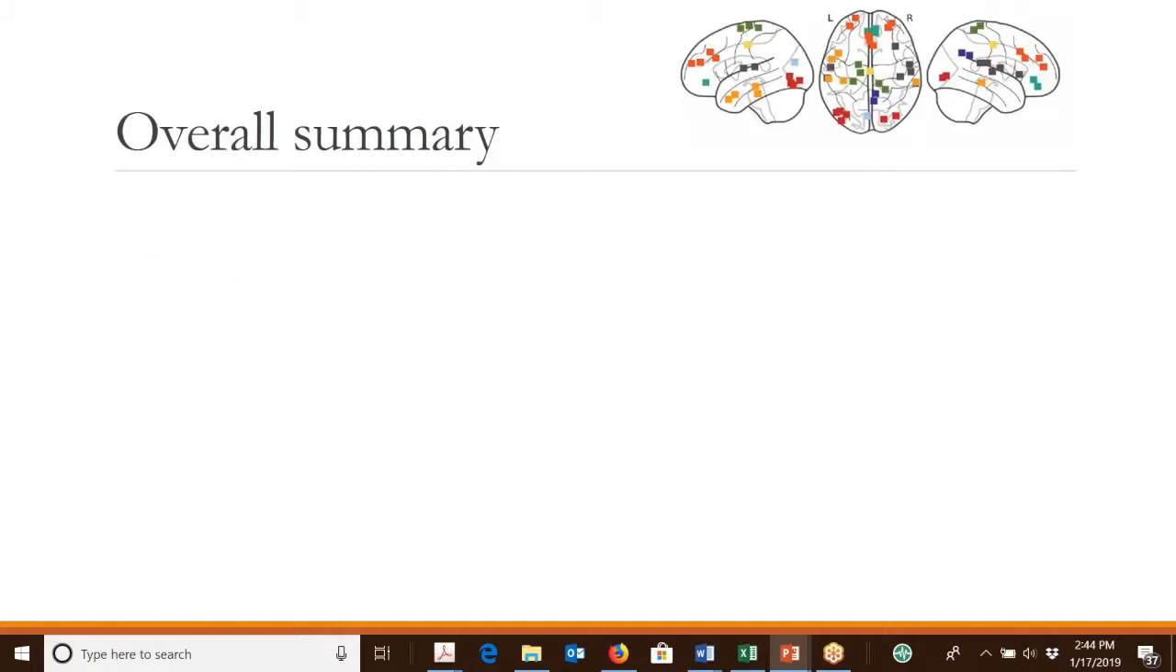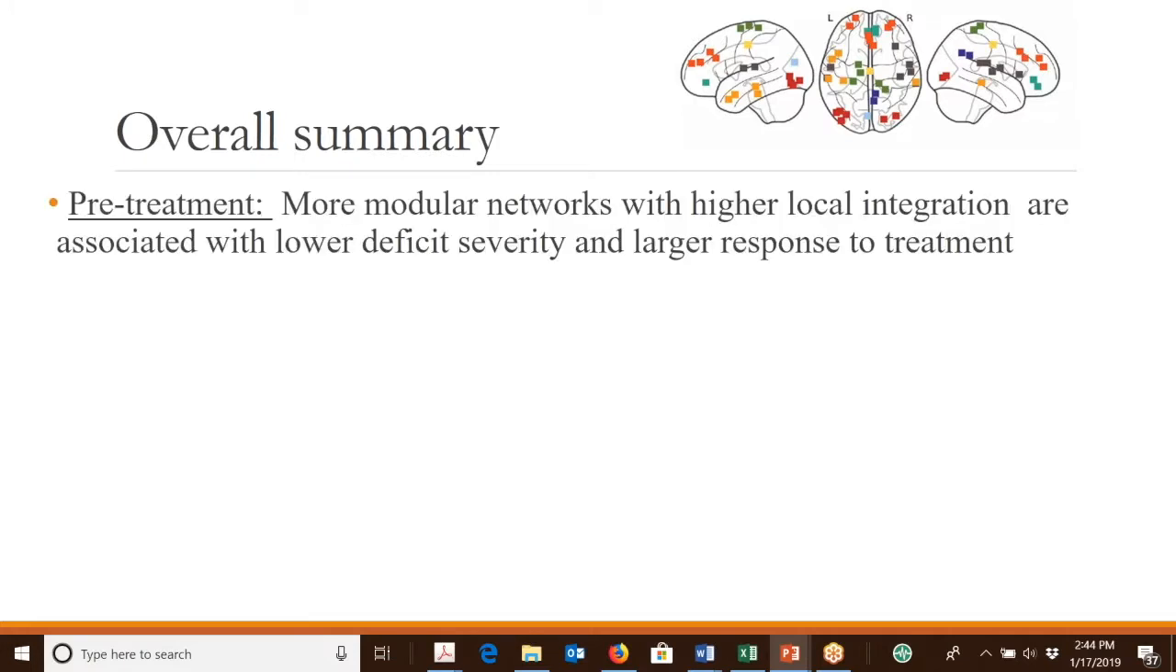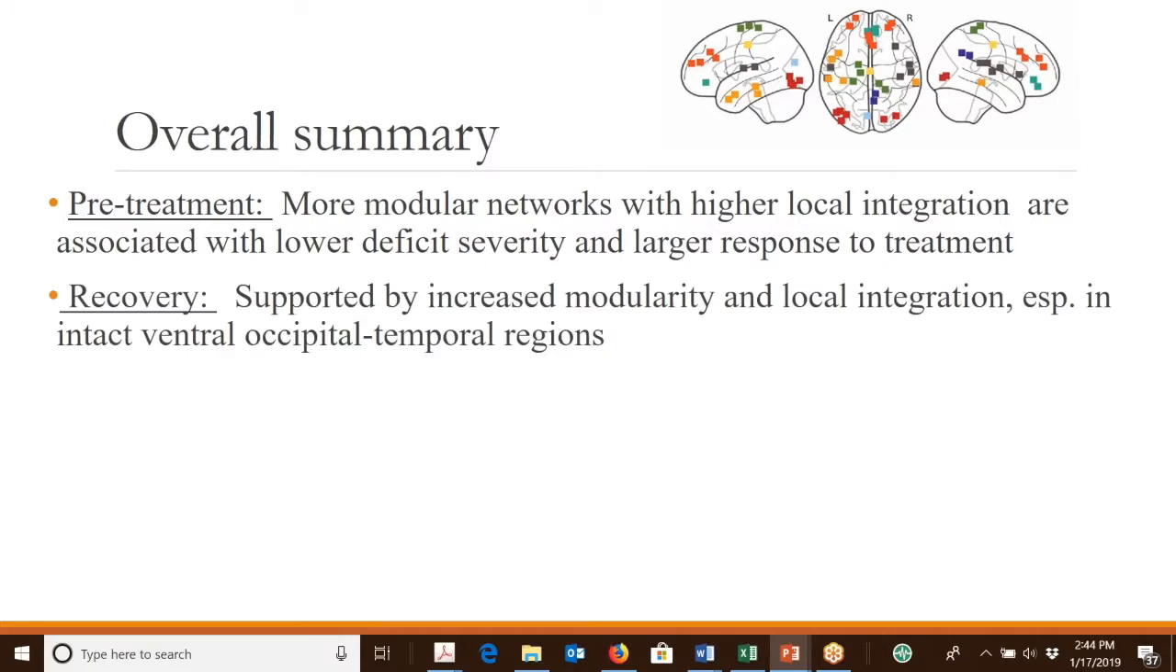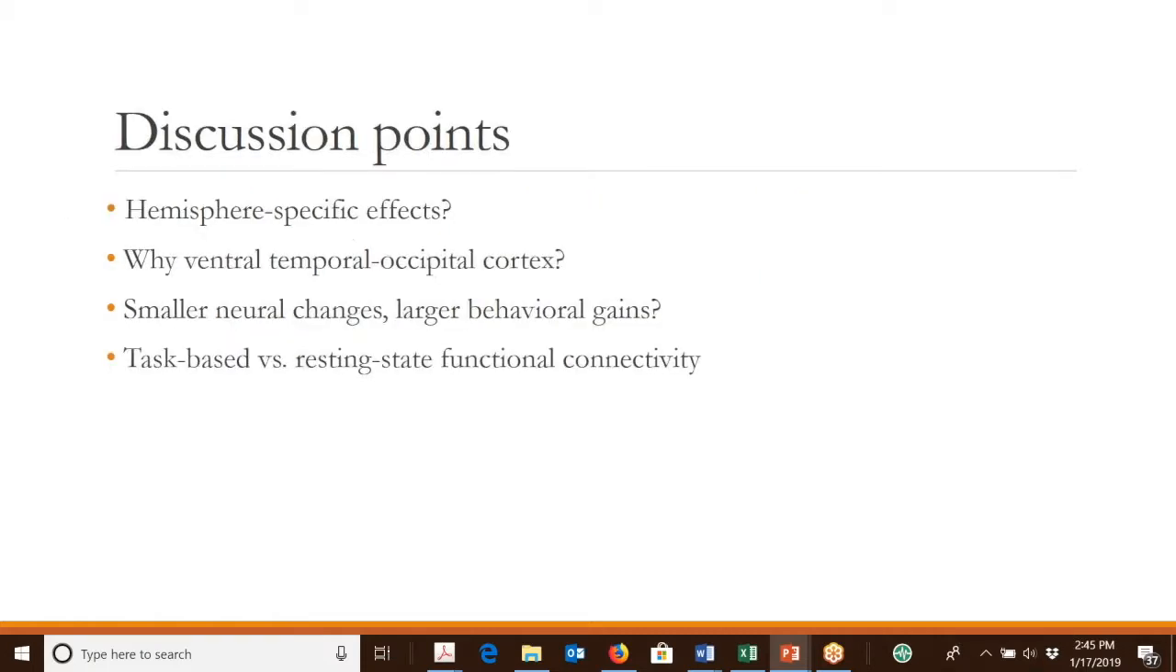So putting all those various elements together, our overall summary is that at pretreatment, more modular networks with higher local integration, so they're more modular, there's more integration at the local level, are associated with lower deficit severity, healthier networks, and these healthier networks are able to produce a larger behavioral response to treatment. In terms of recovery, we found that recovery is supported by increasing modularity, increasing the segregation in the system and the local integration of these networks, and for dysgraphia, at least, especially in this intact ventral occipital temporal region. So that's what I wanted to present in terms of the results.